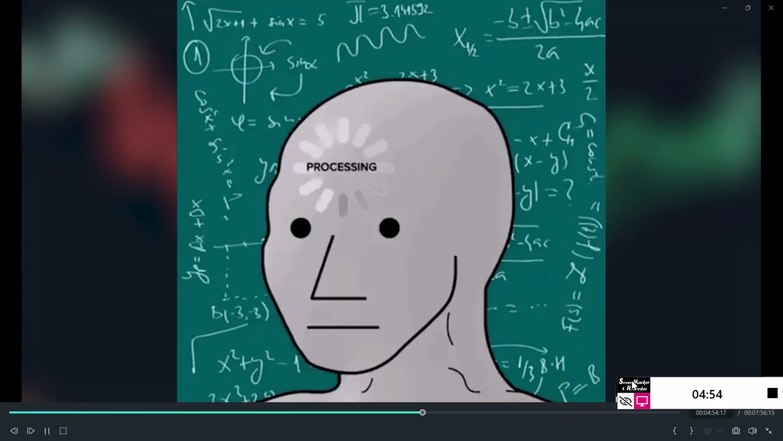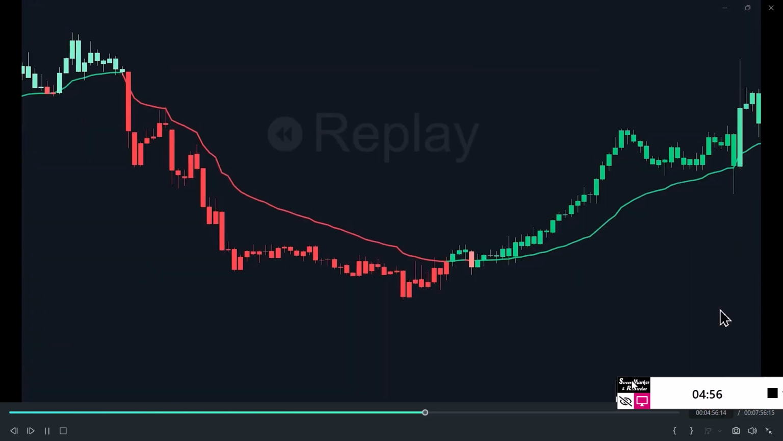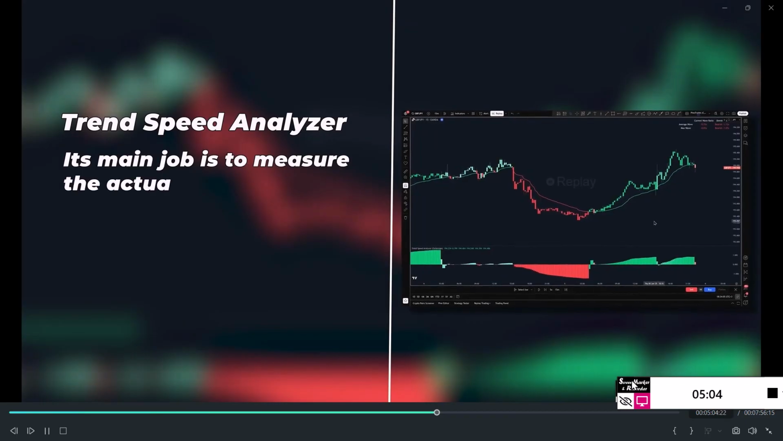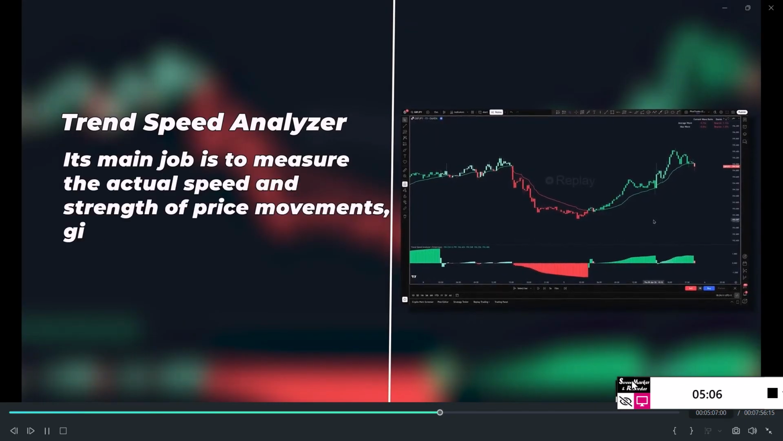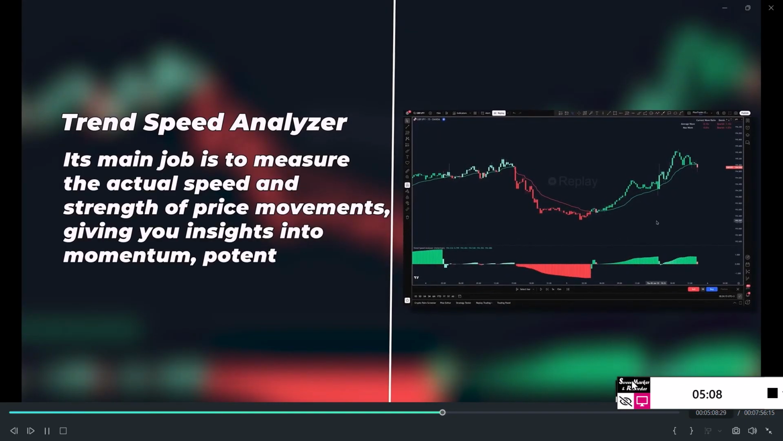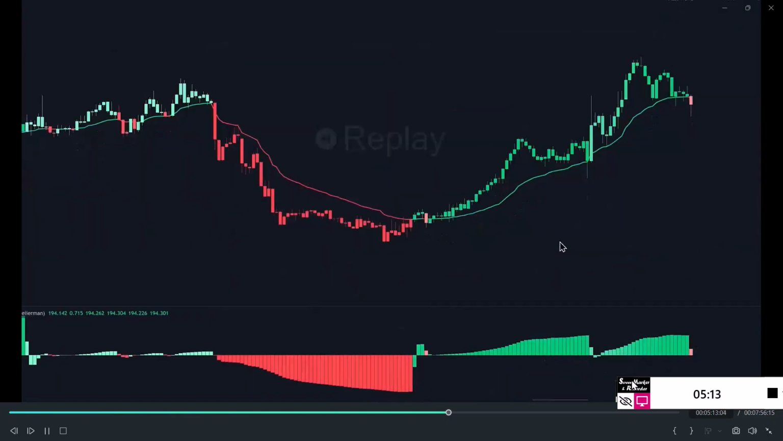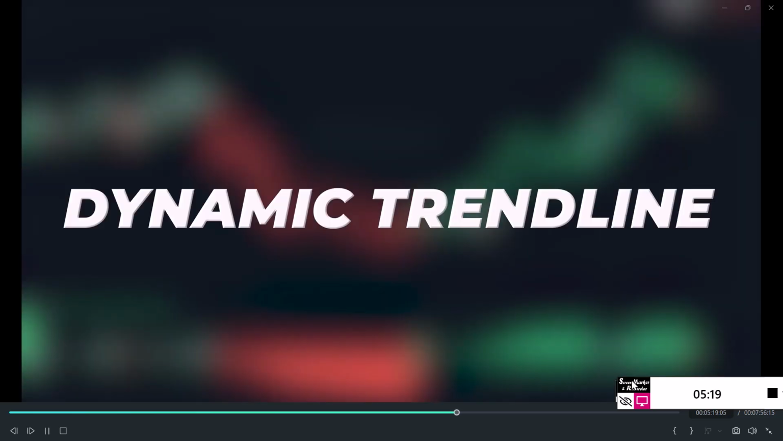So what's it all about? Well, unlike your typical trend indicator that might just show you when price crosses a line, this one aims to be a more complete market analysis tool. Its main job is to measure the actual speed and strength of price movements, giving you insights into momentum, potential shifts in trend direction, and even possible reversals. It tries to give you a real-time sort of 3D view of what the market momentum is doing by combining a dynamic trend line with wave analysis and a special speed histogram.